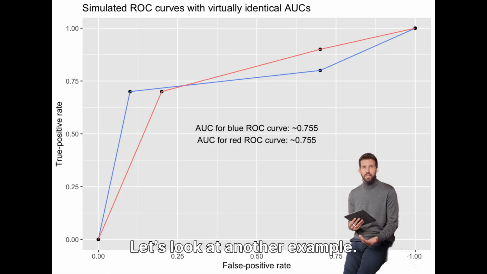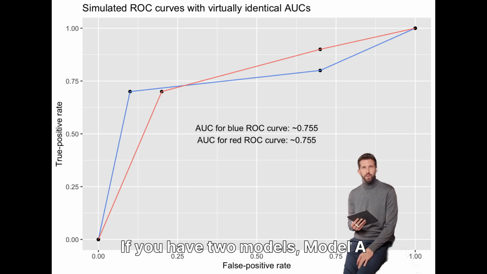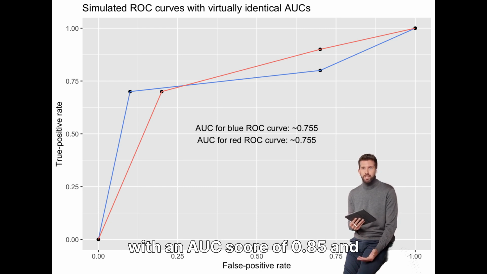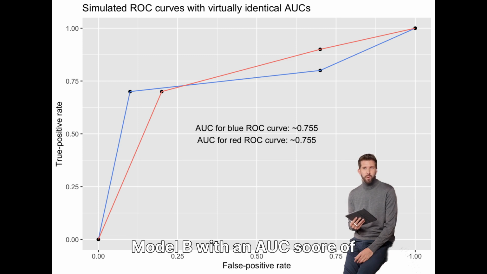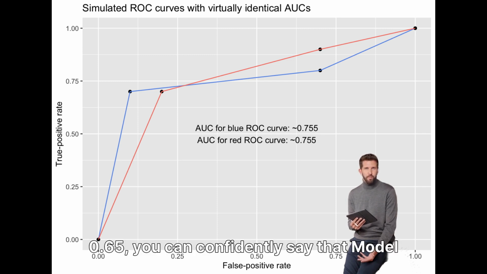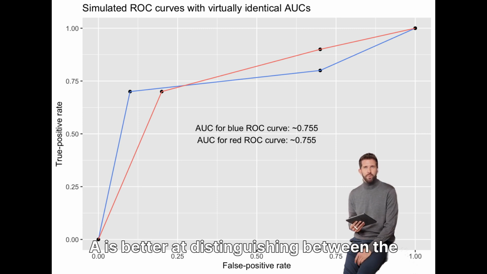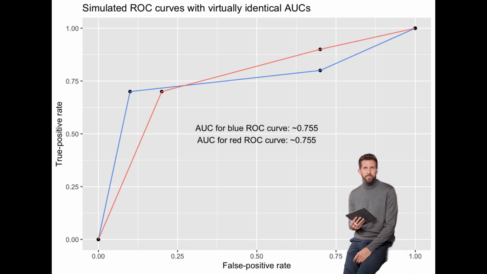Let's look at another example. If you have two models, Model A with an AUC score of 0.85 and Model B with an AUC score of 0.65, you can confidently say that Model A is better at distinguishing between the two classes.